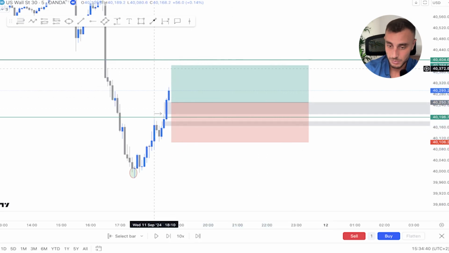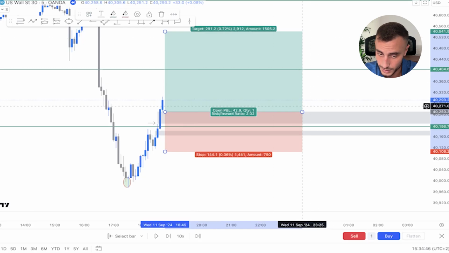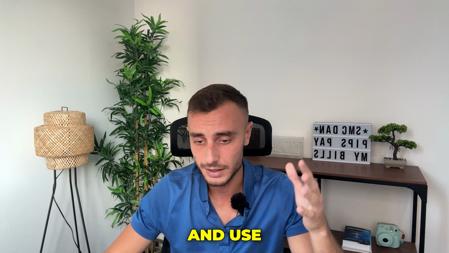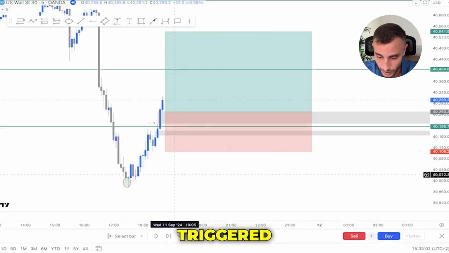And then in terms of the take profit, always at 1 to 2. This is what I like. Of course, you guys can feel free and use a different risk to reward ratio if you want to, use a smaller one if you want to have a bigger win rate, or use a higher one if you want to have a bigger risk to reward. Okay, I personally prefer the 2RR. So now we just need to wait for the buy limit to get triggered.